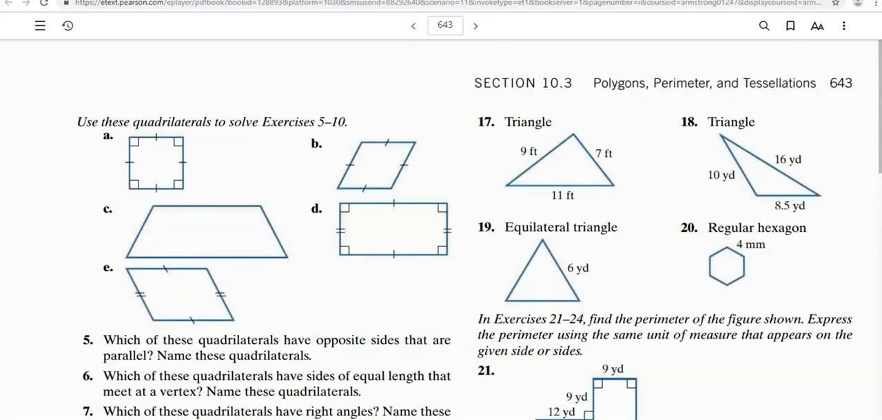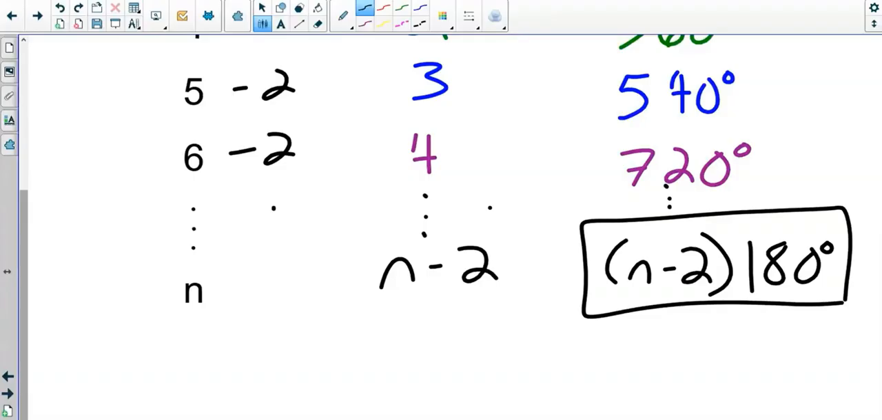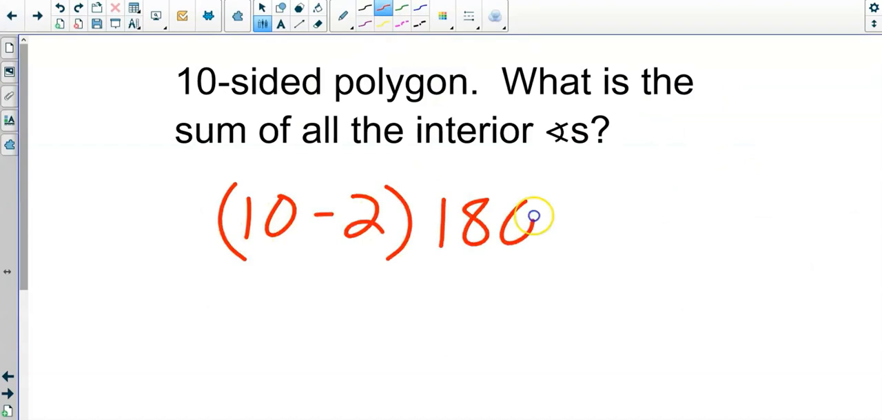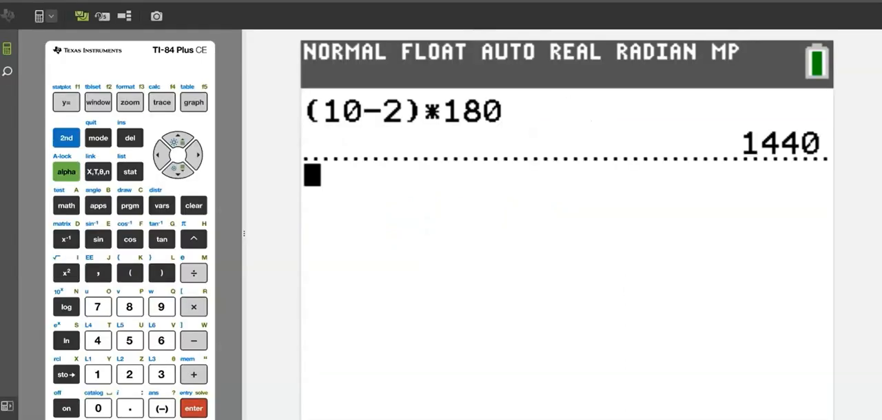And that right there ends our discovery and discussion of shapes. So now the rest of this stuff that you're going to see in 10.3, 10.4, and 10.5 is all about perimeter, area, and volume. Oh, here I got an example. A 10-sided polygon. What is the sum of all the interior angles? So all you're going to do is take 10 minus 2 times 180. And that will give you your answer. I don't know that answer off the top of my head, so let's just go 10 minus 2 times 180. So all the angles inside a decagon will add up to 1,440 degrees.